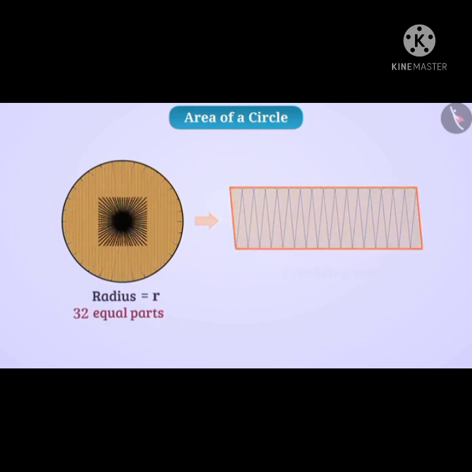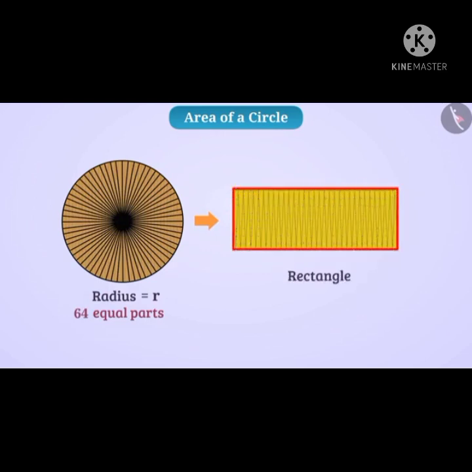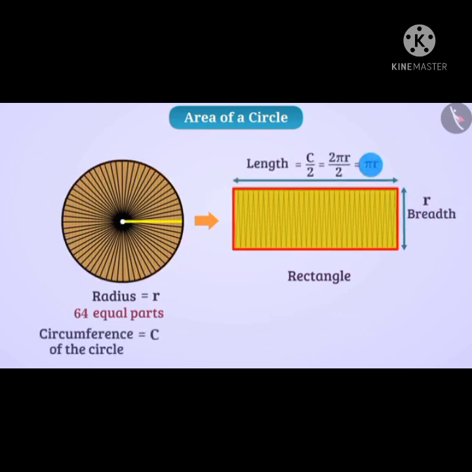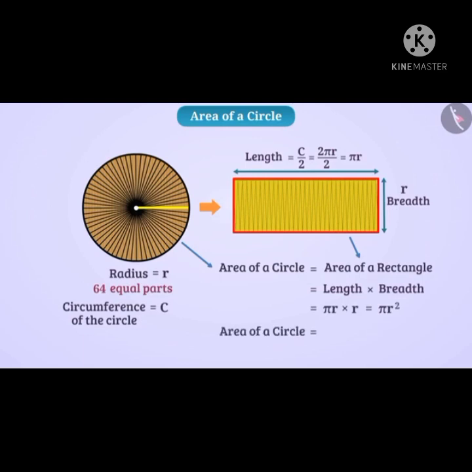If we divide the circle into several equal parts and arrange them, we will get a rectangle. Remember that a rectangle is also a parallelogram. The breadth of this rectangle will be equal to the radius r of the circle and the length will be half the circumference of the circle, that is, pi r. We can say that the area of the circle is equal to the area of the rectangle made. That means here the area of the circle is equal to length multiplied by breadth, which is pi r multiplied by r, is equal to pi r square. Area of circle is equal to pi r square.